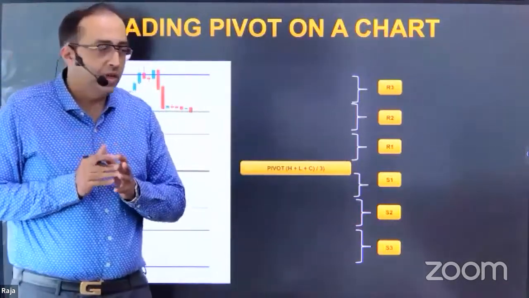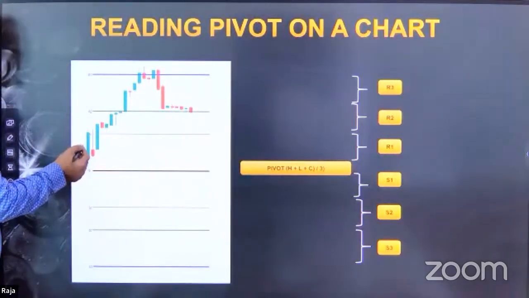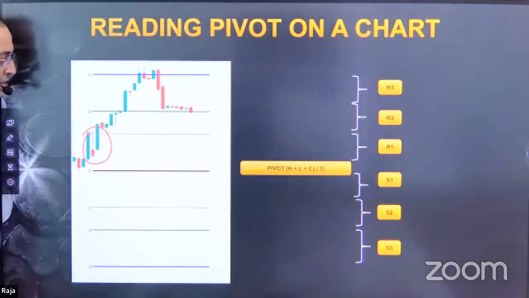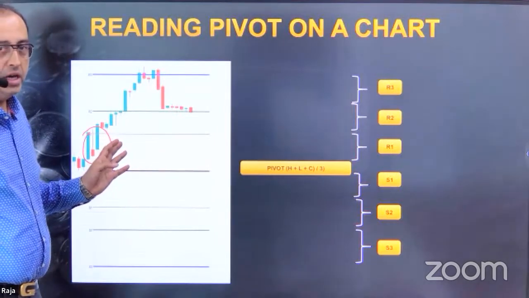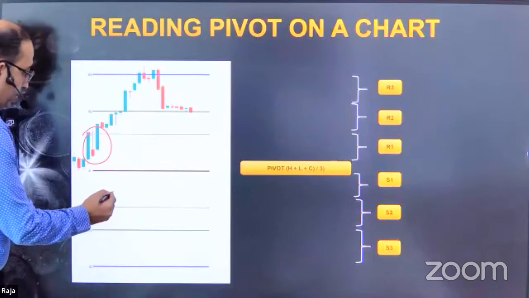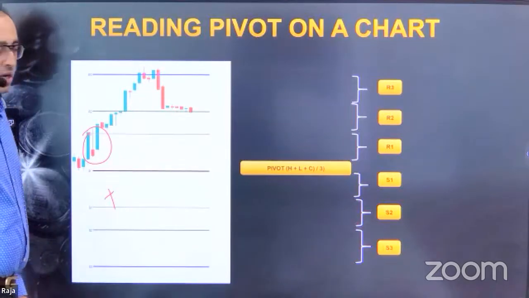All right, so this is how a pivot is used. A pivot is a central point. If prices are opening above the pivot, that means that the prices are positive. Correct? If it is opening below, that means that the prices are negative, right?